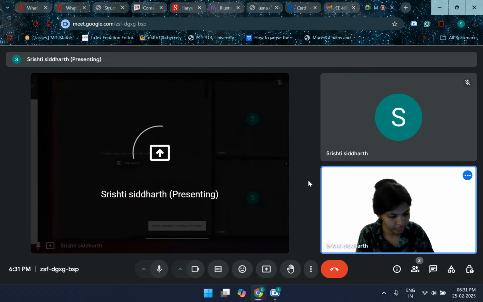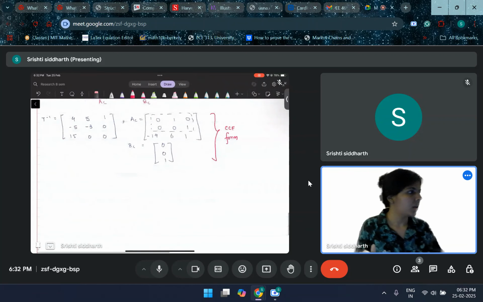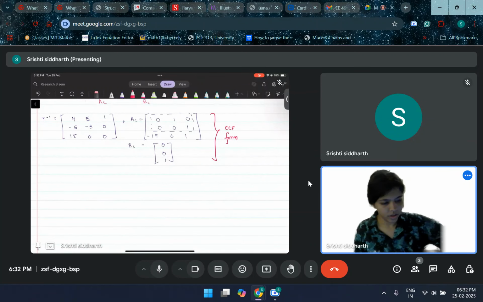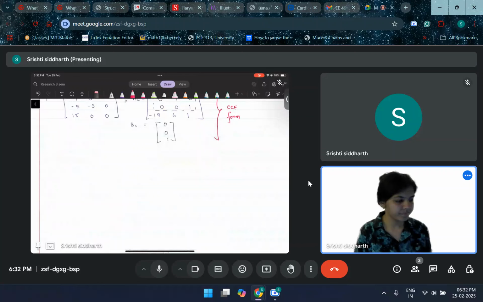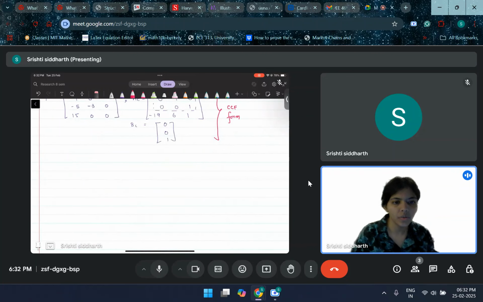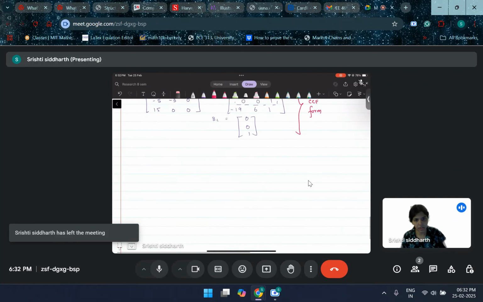Alright, so you have the CCF form. So now we'll use this after maybe the second or the third question to find out the gain matrix K so that we can place the eigenvalues at the desired locations. But let's first start with the simple example.